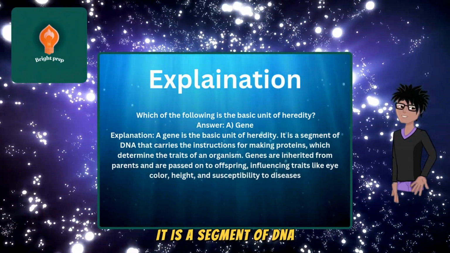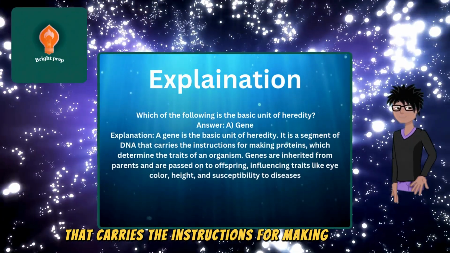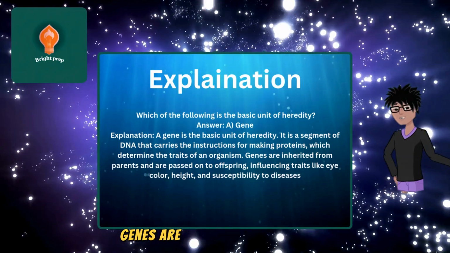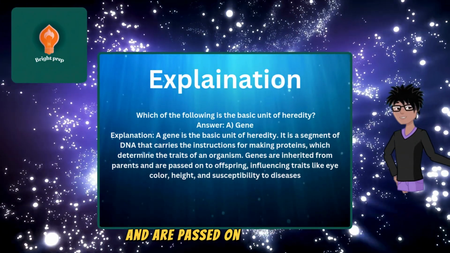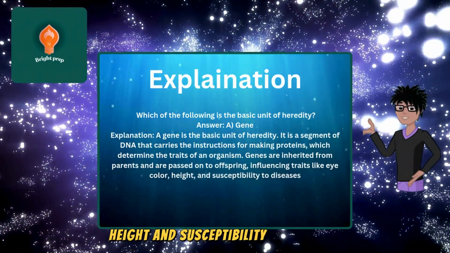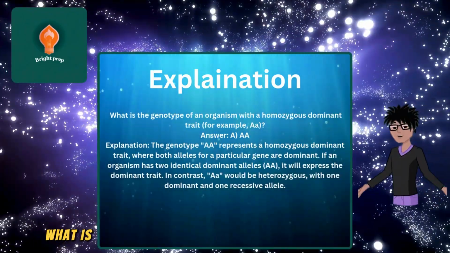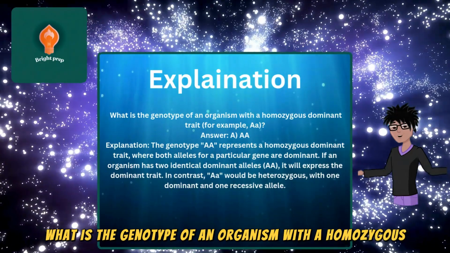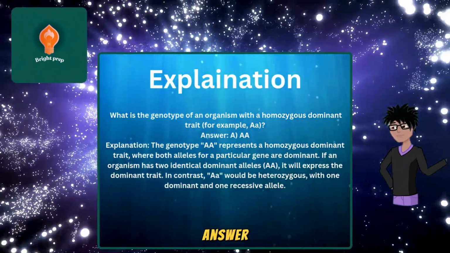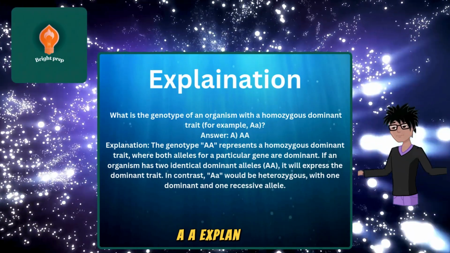It is a segment of DNA that carries the instructions for making proteins, which determine the traits of an organism. Genes are inherited from parents and are passed on to offspring, influencing traits like eye color, height, and susceptibility to diseases. What is the genotype of an organism with a homozygous dominant trait? For example, AAA. Answer A.